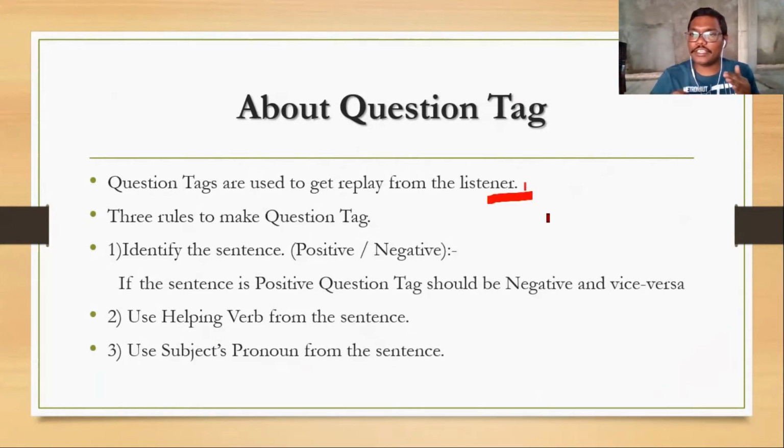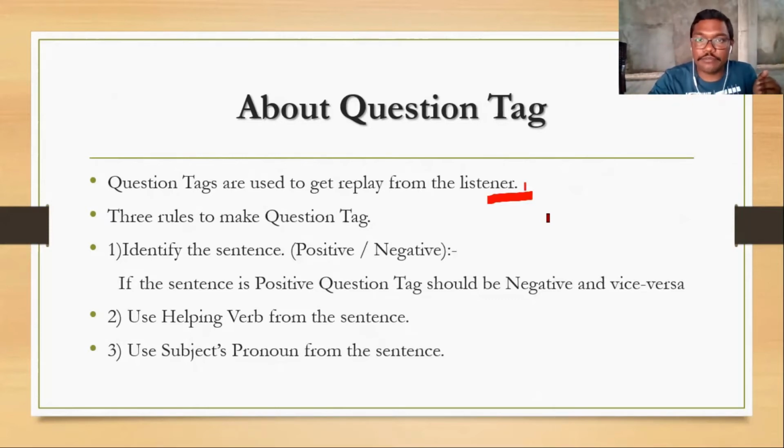When we use a question tag in our sentence, the listener, the opposite person, compulsorily needs to say either yes or no. At least he has to give an answer to our question. In that manner, we are going to put question tags, and we can expect an answer from the listener. So that is the main thing. We use question tags in sentences.